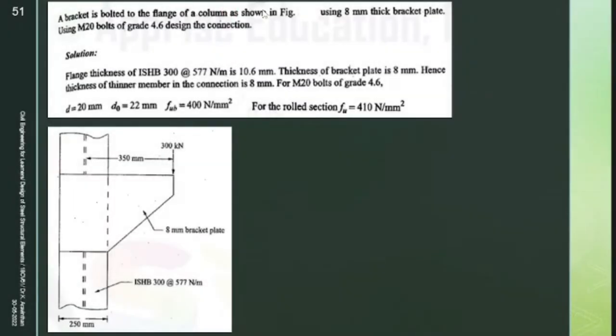Designed for the 300 kilonewton load, which is given in the bracket. The first thing we have to find is single shear. You know the formula for the strength of the bolt, that is shear strength: Fu divided by the factor of safety, gamma, into Ns and Anb. The only property you have is the area component.